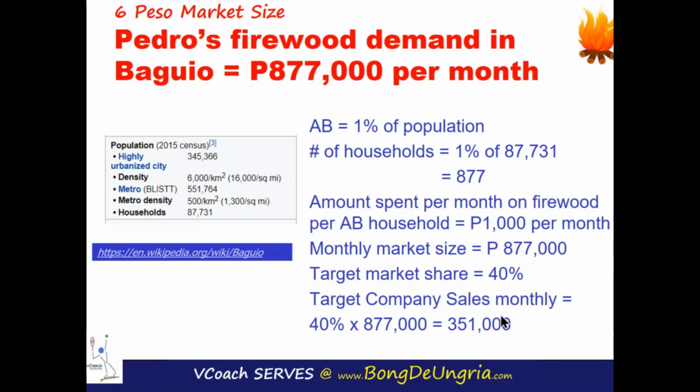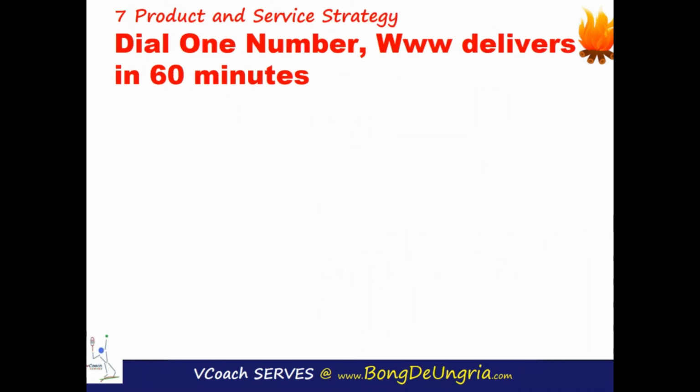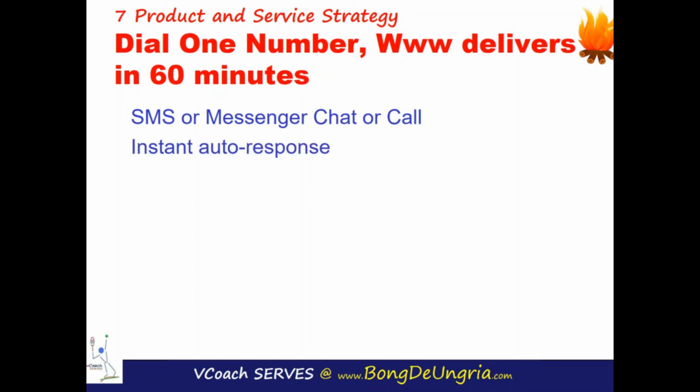Now, after having that, you now focus on the marketing mix or the 4Ps, and you describe each of them. So the first one is the product and service strategy. For this example, you just dial one number and delivery is within 60 minutes. You can text, chat, or call. You can get an instant auto response from a chat bot or a live person. For the frequent orders, they have a database that makes it easy to reorder.